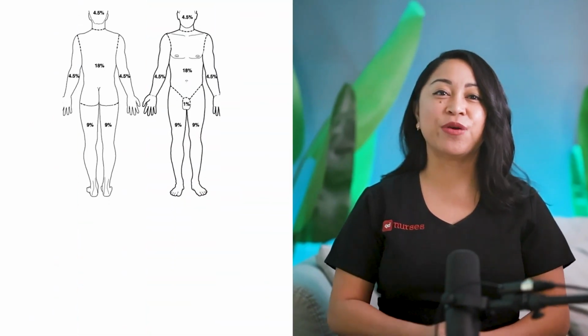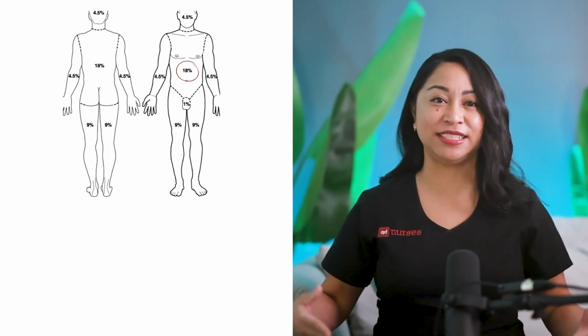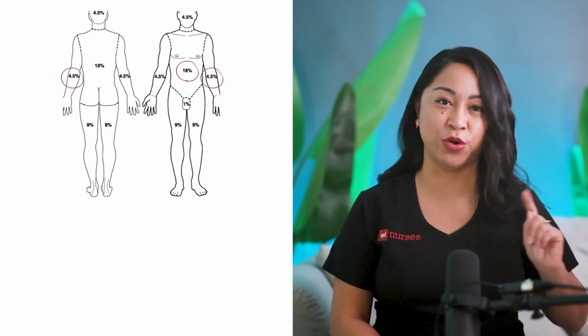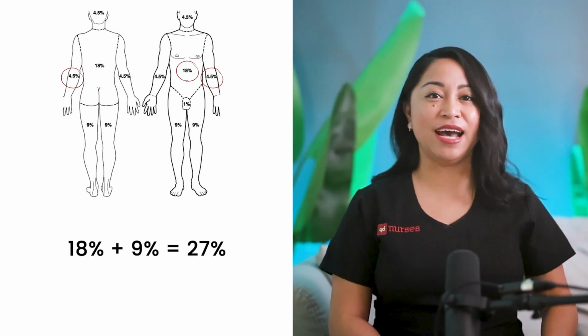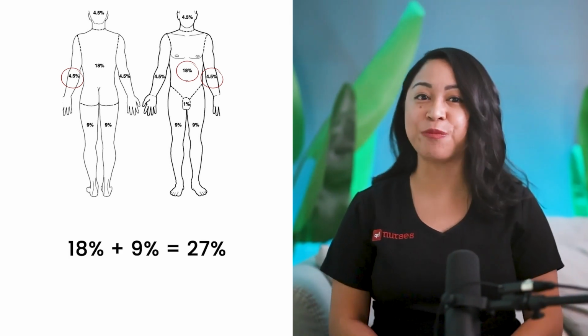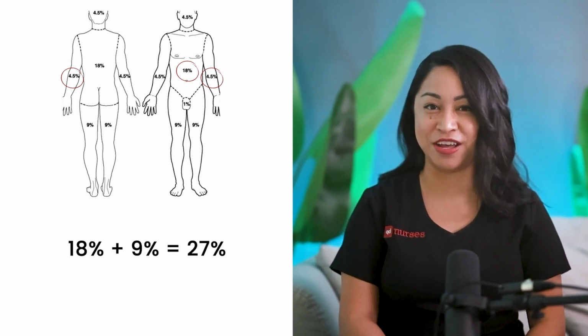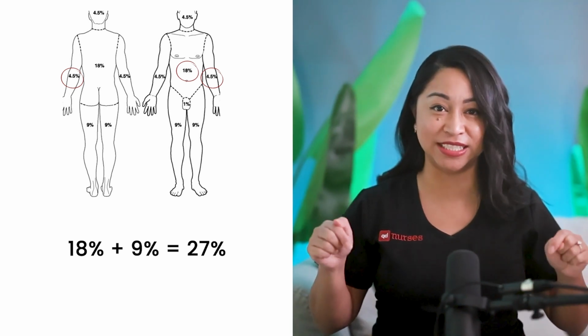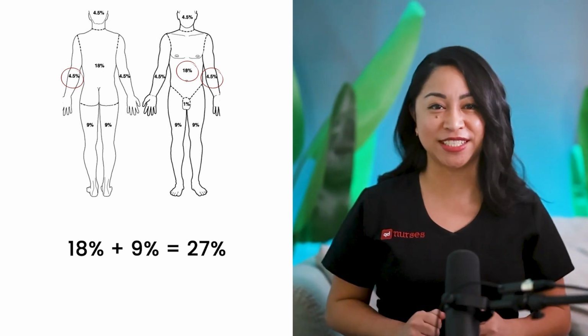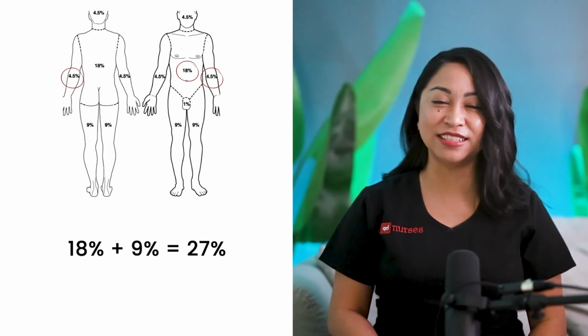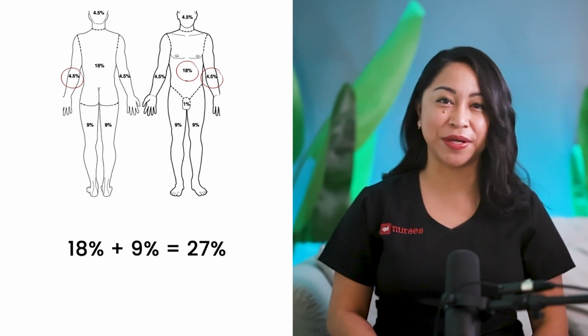Rationale. According to the rule of nines in adults, the front of the torso is 18%, and the entire left arm is 9% of the total body surface area. Adding 18% and 9% together results in the total body surface area affected by burns in this patient to be 27%. Therefore, the correct answer is B, 27%. Awesome job, guys! Let's move on to question number 3.